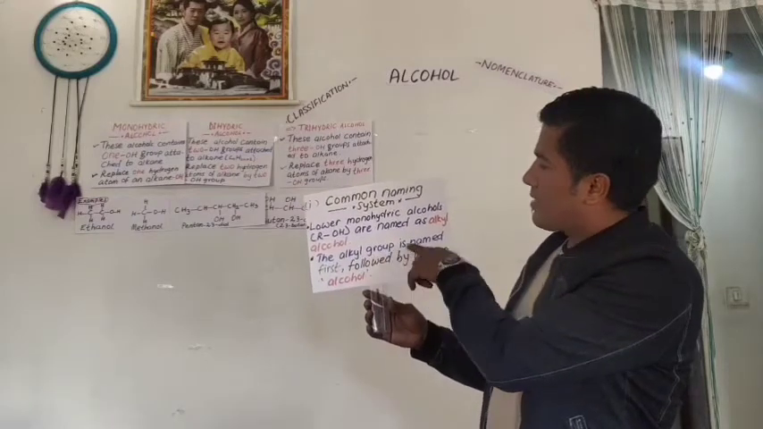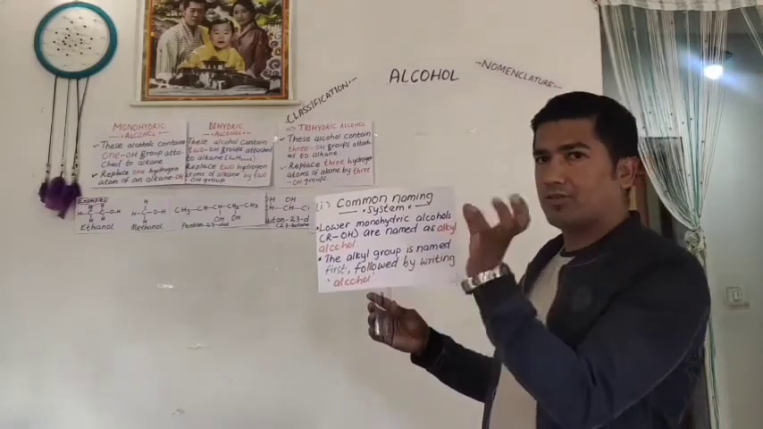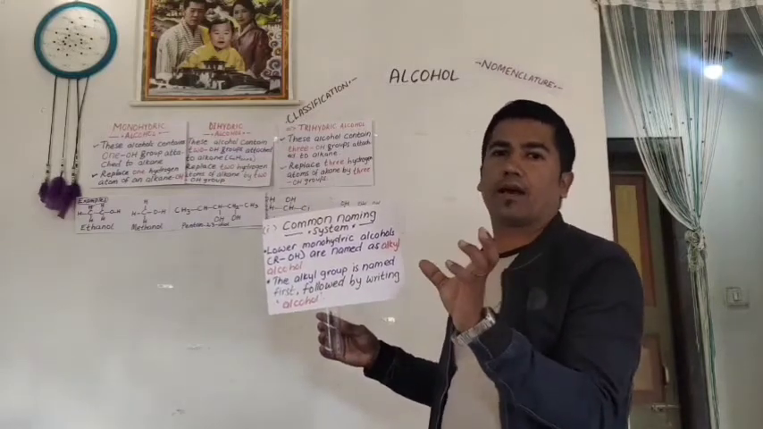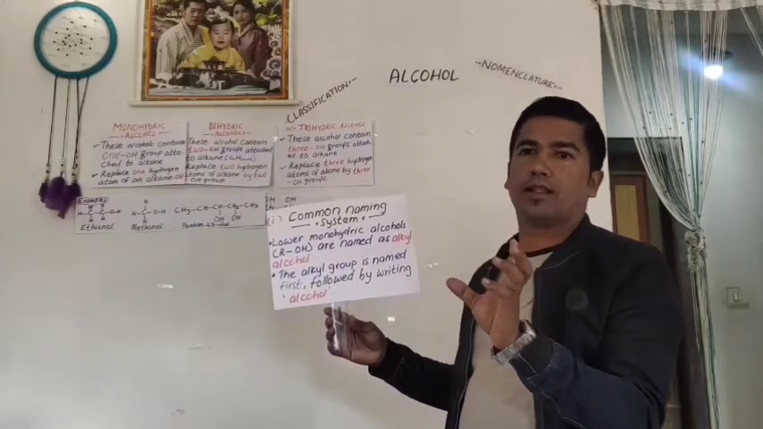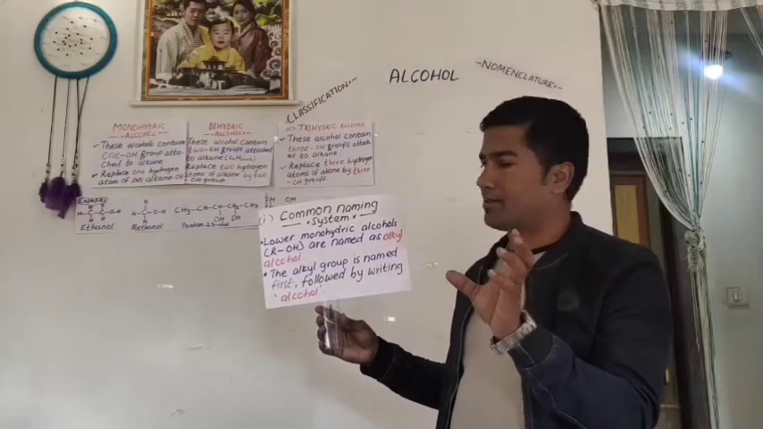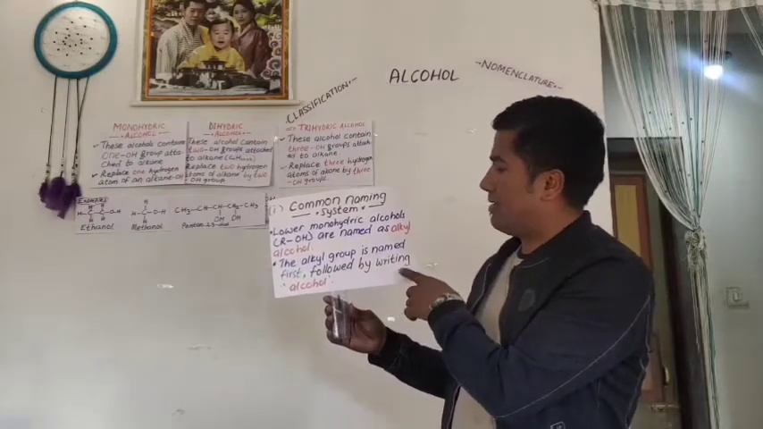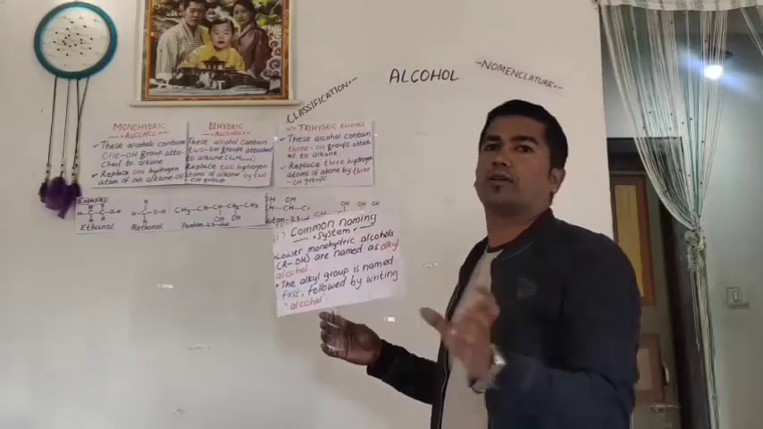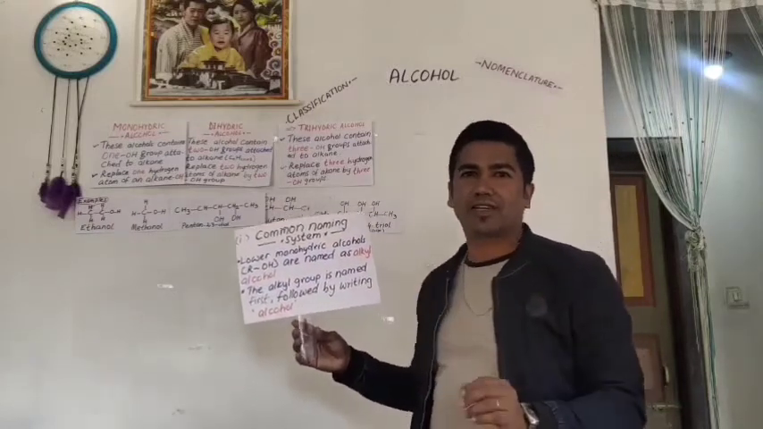The alkyl group is named first, whichever it may be, like methyl, ethyl, propyl, butyl. The alkyl group is named first, then followed by writing alcohol. For example, ethyl alcohol, methyl alcohol. Are you getting me?